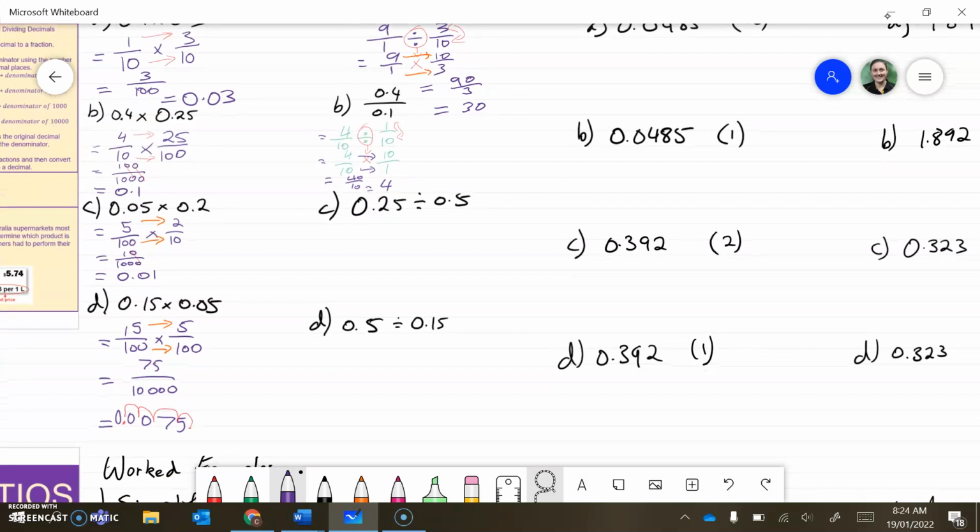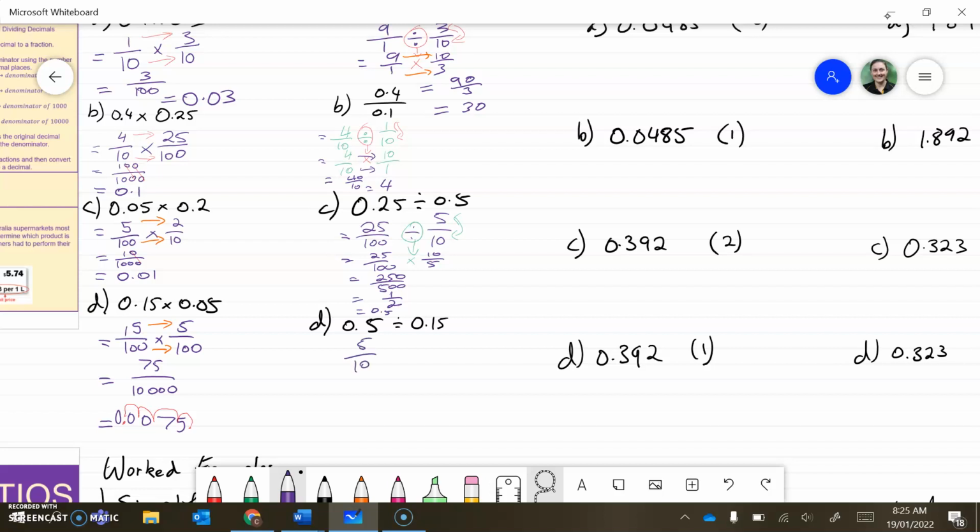For C, we've got 0.25. So that's going to be 25 over 100 divided by 0.5, which is 5 tenths. We switch and flip. So you're going to have 25 over 100 times 10 over 5. So 25 times 10 is 250. 100 times 5 is 500. So 250 goes into each of them. So that simplifies to a half, which we can write as 0.5.